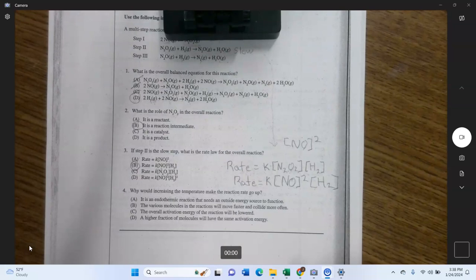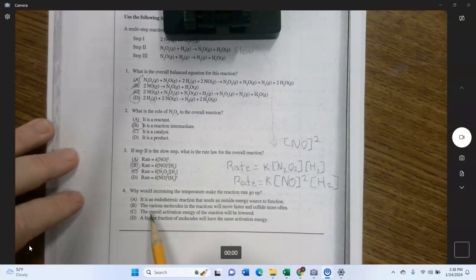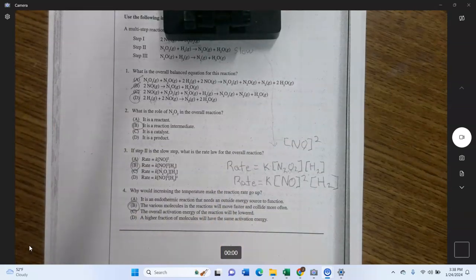All right, why would increasing the temperature make the reaction rate go up? Okay, that's the easiest question in the whole test here, okay? Various molecules in the reaction will move faster and collide more often. Boom, that's it, okay? Increased temperature increases the speed of the molecules. It increases the kinetic energy, which when they hit each other, they're going to break apart faster and speed up the reaction.